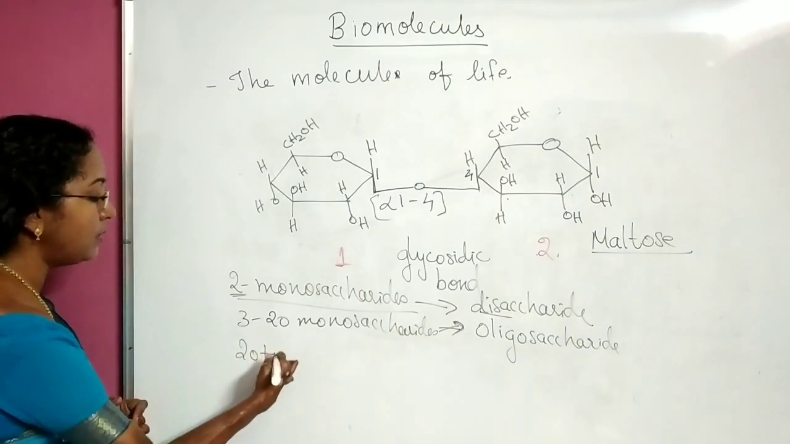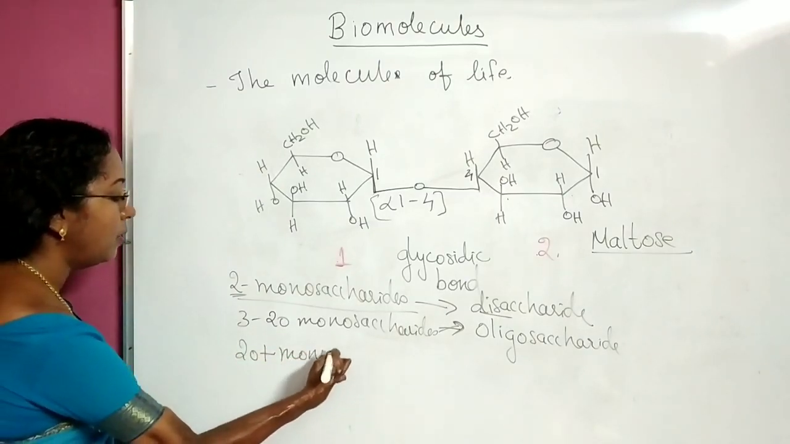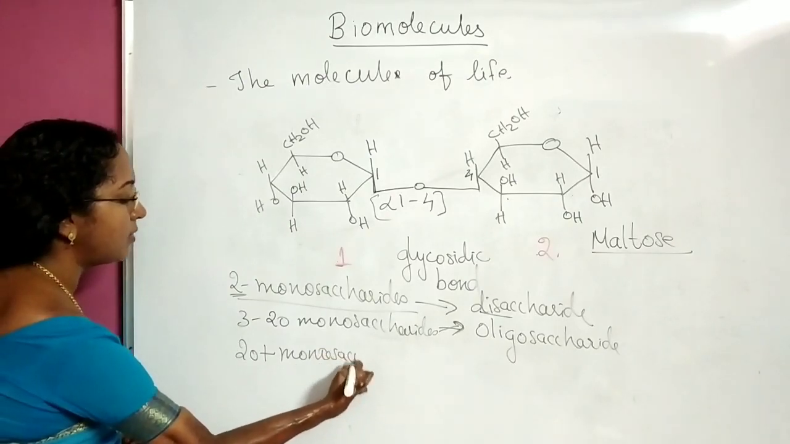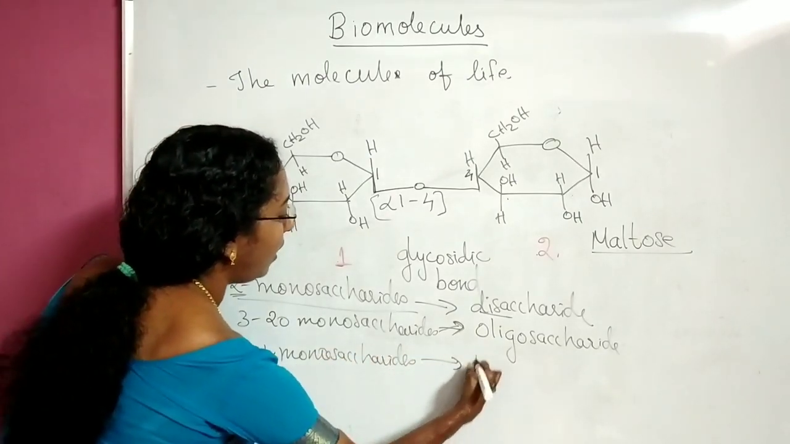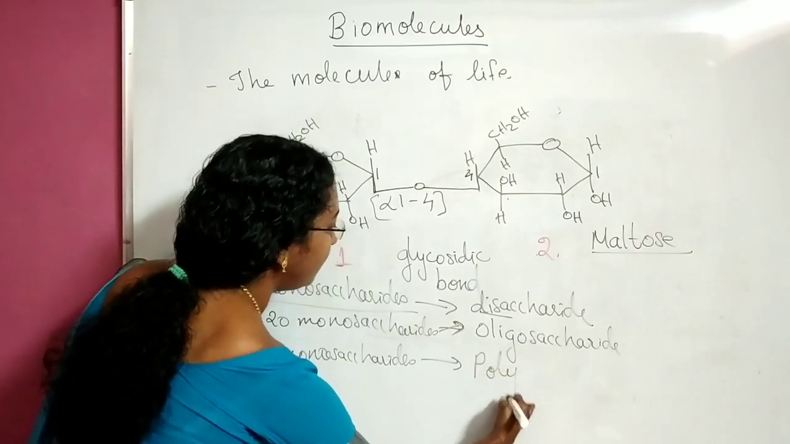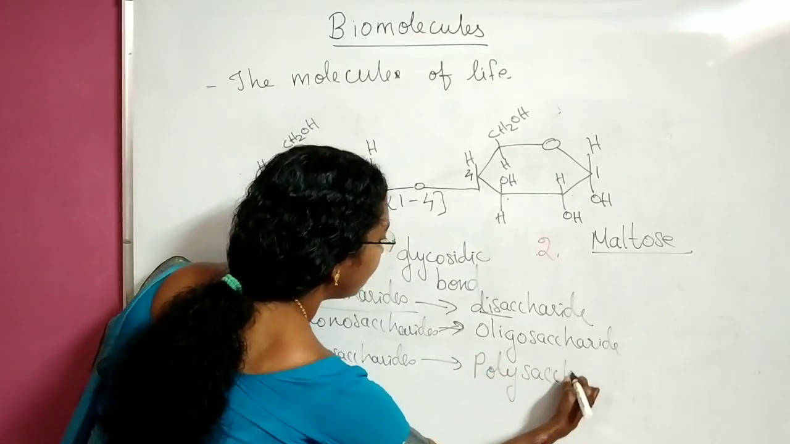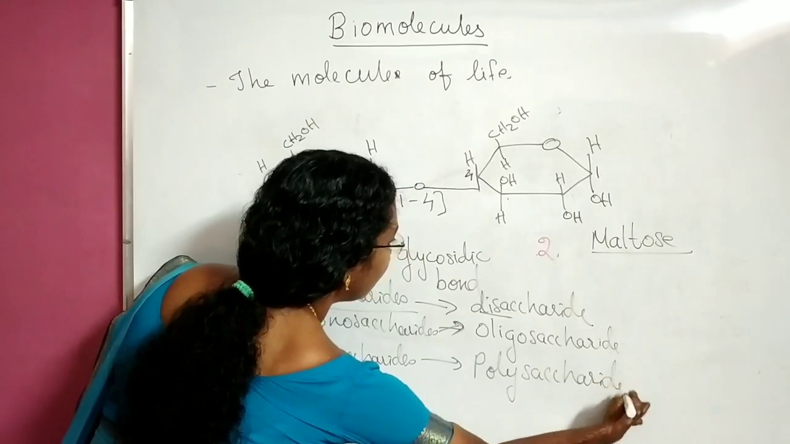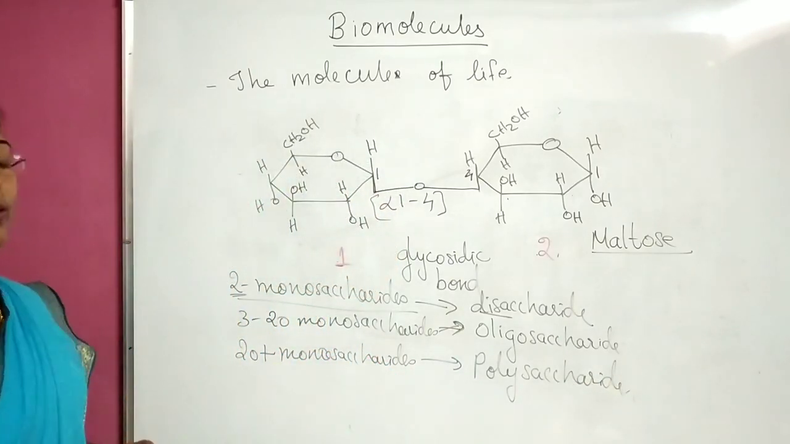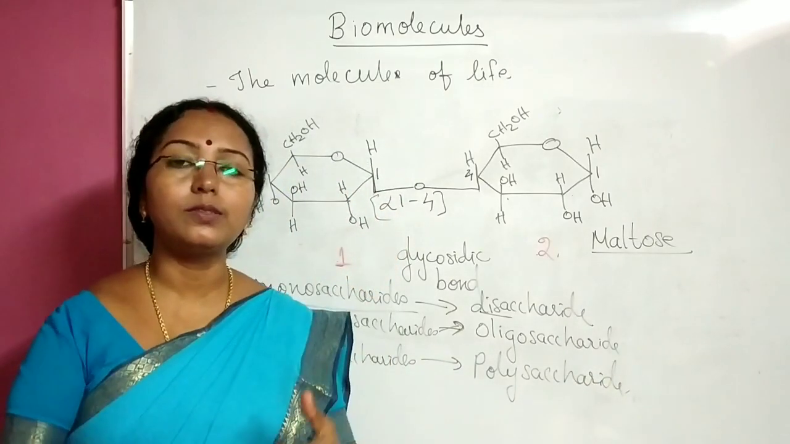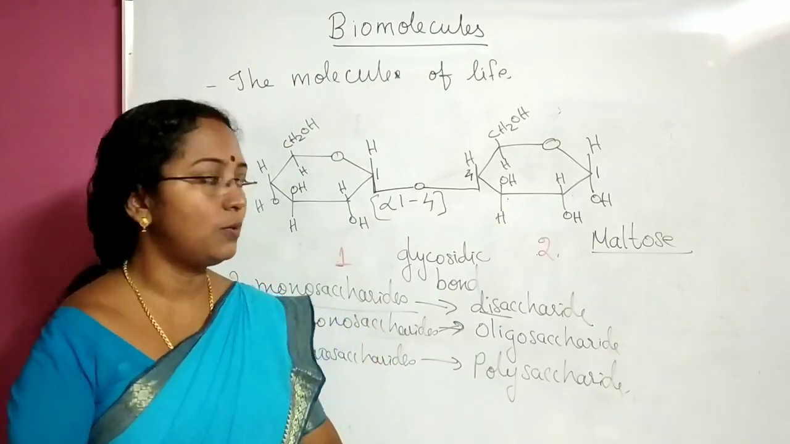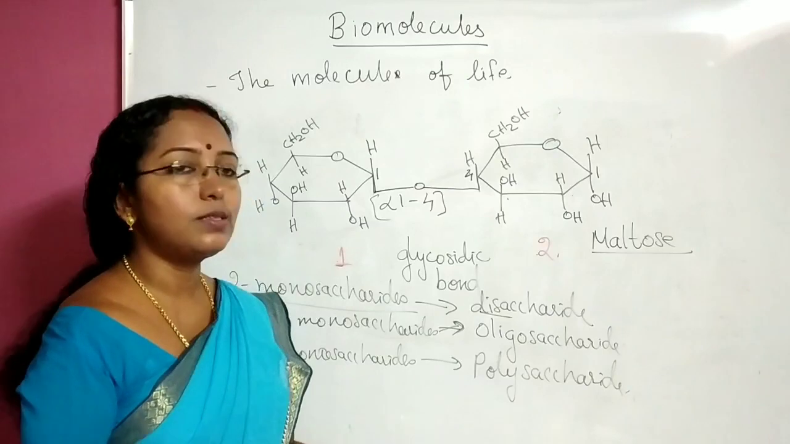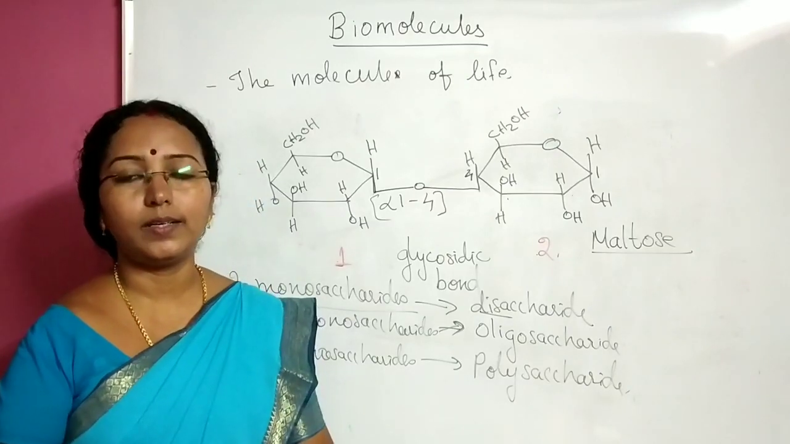If 20 plus monosaccharides, that means more than 20 monosaccharides are linked, then I call this by the name polysaccharide. 20 plus monosaccharides are linked. I call that as by the name polysaccharide. So disaccharide, oligosaccharide and polysaccharide.